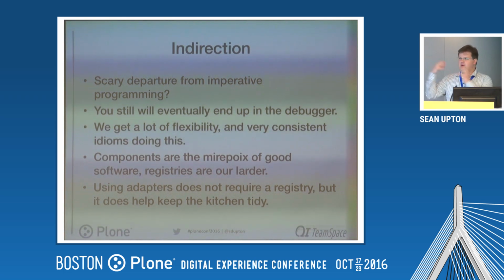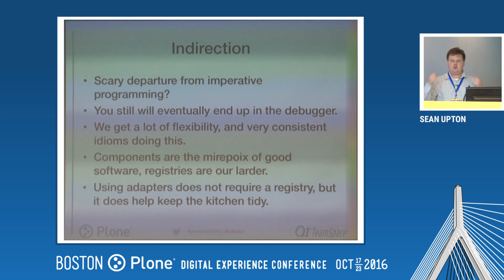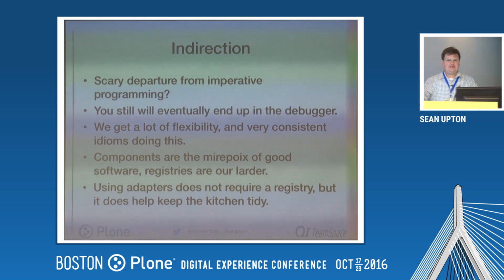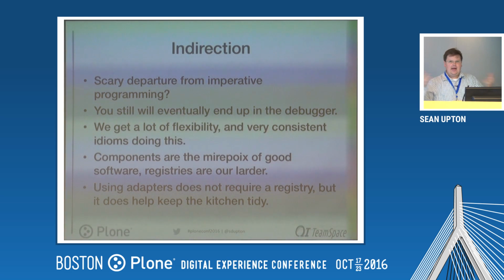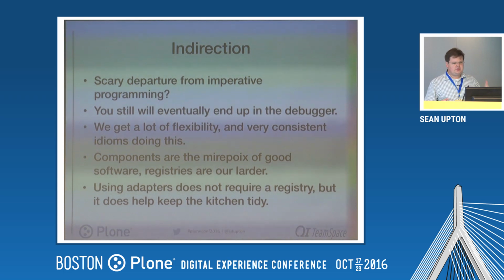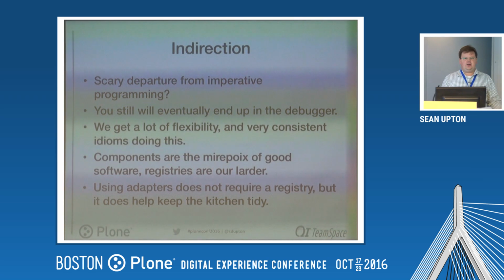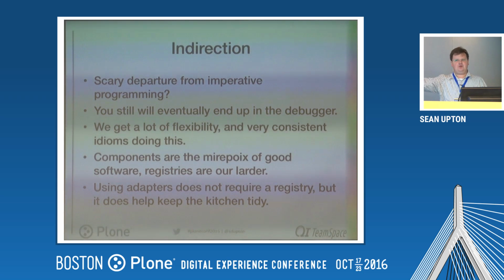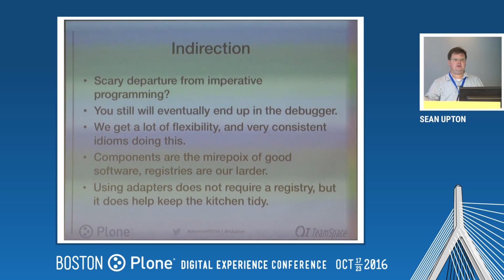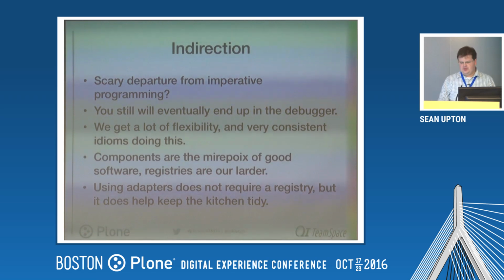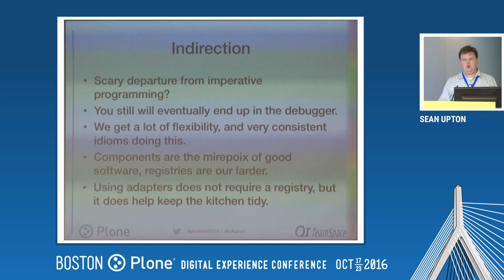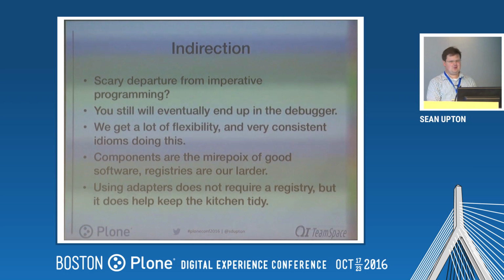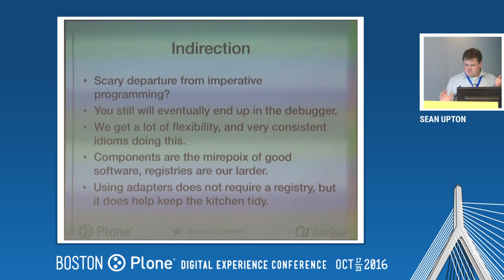Components are sort of the mirepoix of good software, and the registries that allow us to look them up are effectively the larder that we tap into to be able to do the kind of cooking that we do with software. So you don't have to use a registry to adapt an object from one interface to another. You simply have to construct the adapter with the context of the thing it's adapting. But having a registry keeps things tidy. The organization system may be as complex as a card catalog, but if you have a library, you certainly need that kind of thing. Some principles.